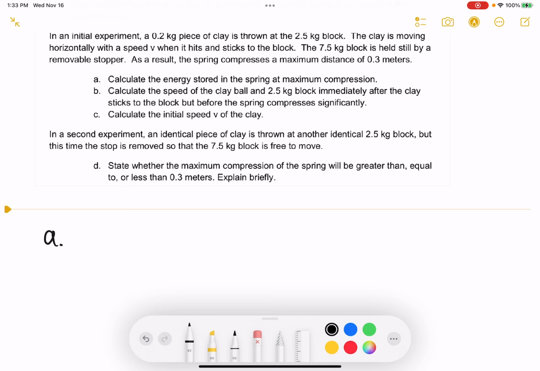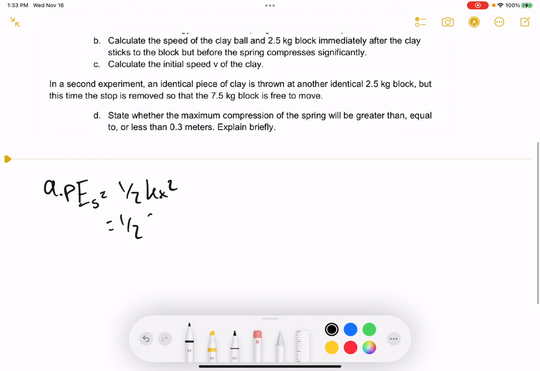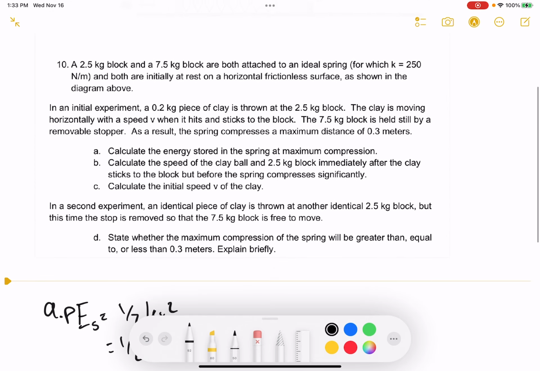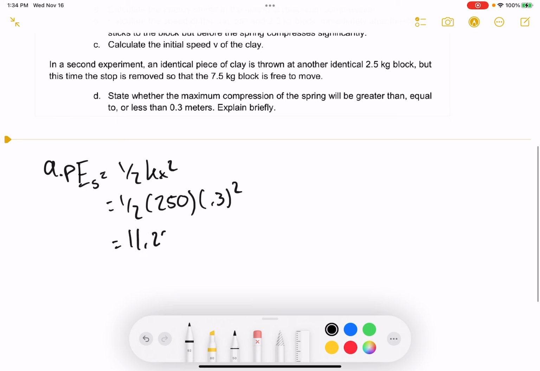In fact, it tells me I need to find the energy, right? So I'm going to use the energy of a spring, so PES equals 1/2 kx squared. So it's just 1/2 k, which is 250, times x squared, which is 0.3 squared. I can go ahead and type that into my calculator. And that gives us 11.25 joules. Remember to add that unit, okay? So that would be my answer.